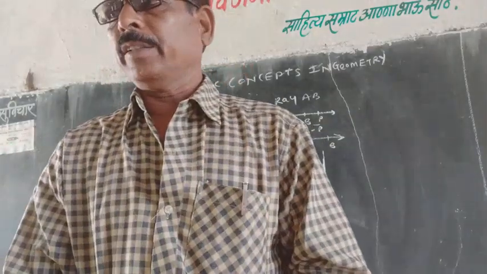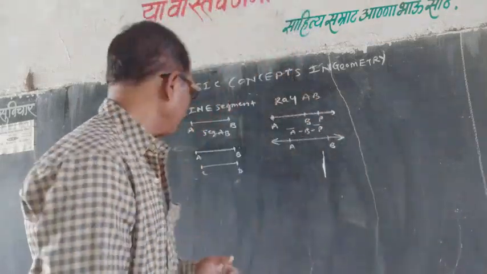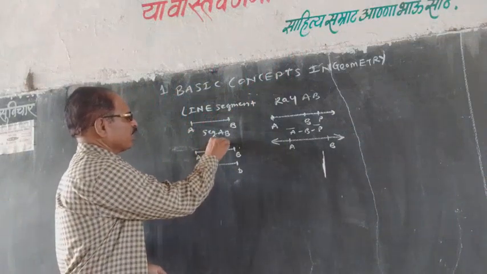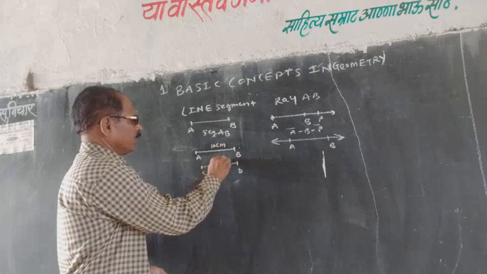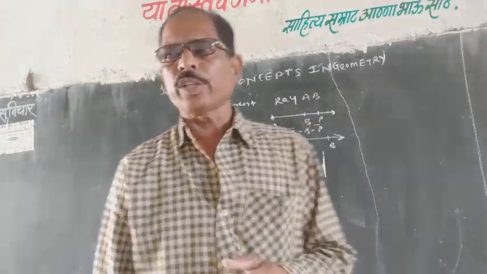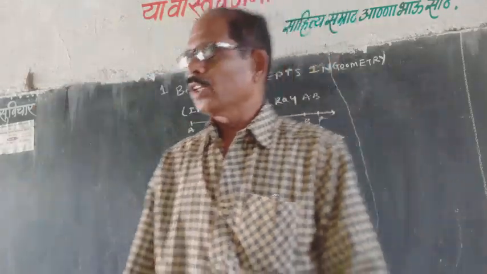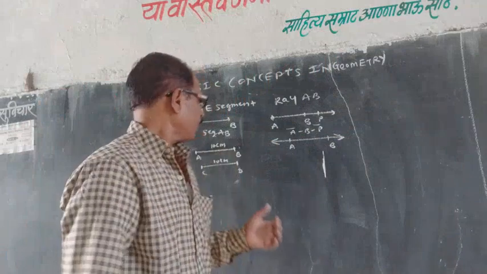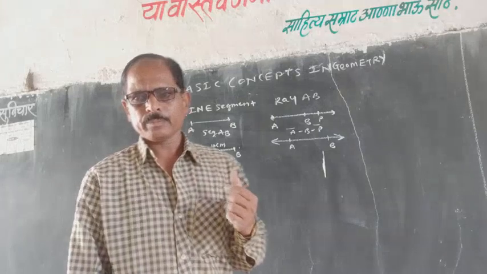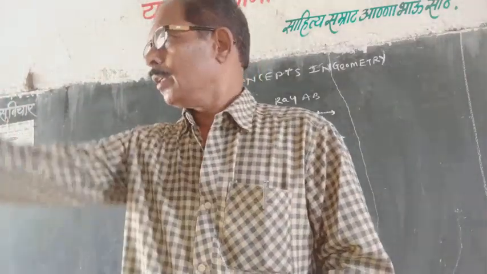Congruent segment. When two segments are congruent, if the length of segment AB is 10 cm and another segment CD, the length is also 10 cm, then segment AB congruent to segment CD is called the congruent segments. These two segments are congruent segments.